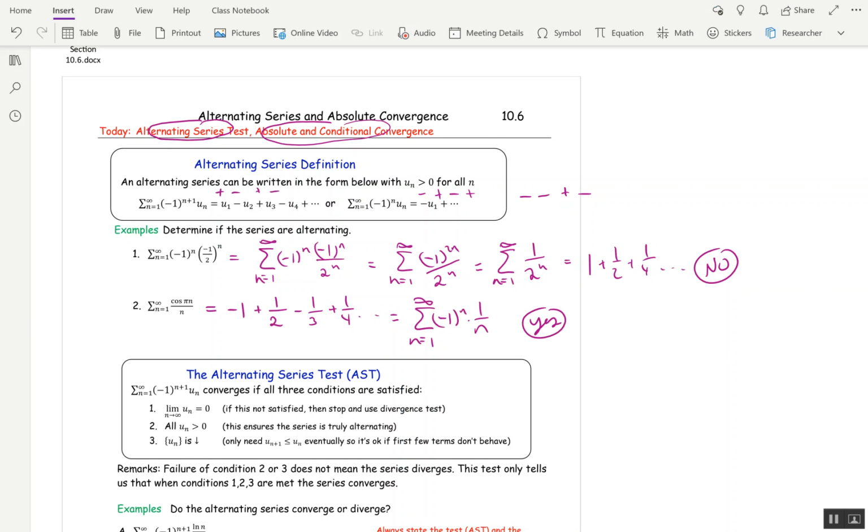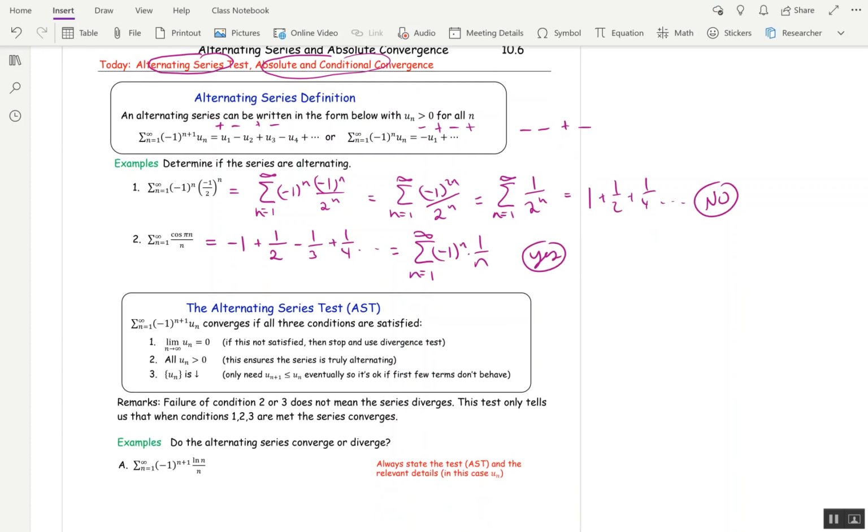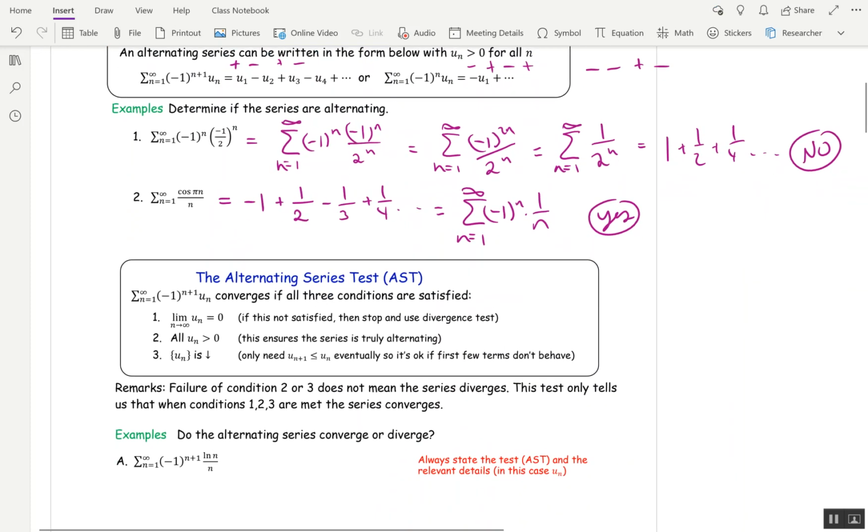So, if you have an alternating series, you can use the alternating series test to determine if it converges. If you look at the sequence of just the positive terms, so leave off the (-1) to the n or the (-1) to the n plus 1, and just look at the sequence u_n, and it satisfies these three conditions, then the series converges. The limit of the u_n's has to be 0, all the u_n's have to be positive, and the u_n's have to form a decreasing sequence.